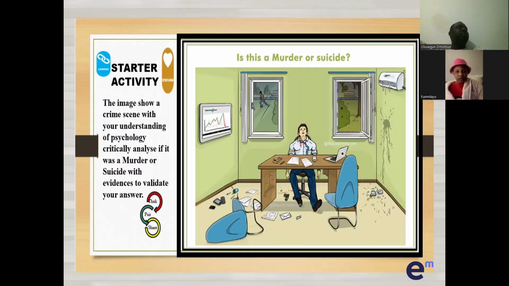Okay. Now, with your evidence, validate your answer. So you have 5 minutes. Look at the story, look at the image, come up with whatever you have to choose. If it was a murder or it was a suicide, whatever decision you take, you must give me a minimum of 3 reasons why you think whatever decision you have selected. Thank you. So your time starts ticking from now.